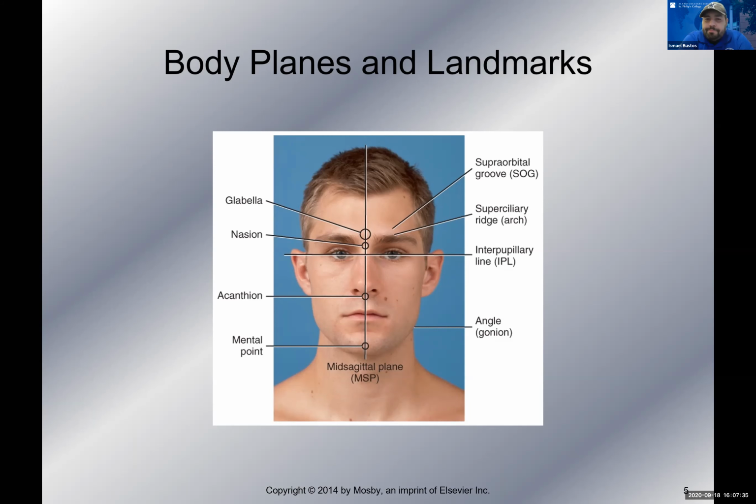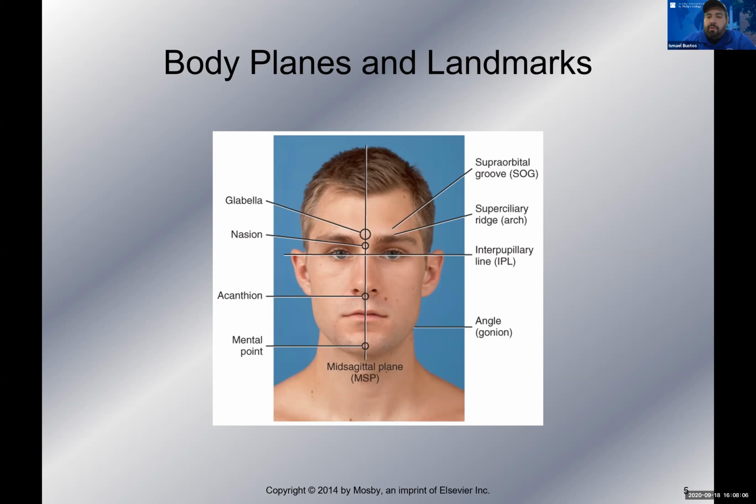So if you look there, going down just the midline of the face, the first thing you see is the glabella, which is right between the eyebrows. That's the glabella, a very important positioning point. We need to remember that. Then you go down a little bit inferior, the junction of the nose and where the forehead meets is going to be your nasion. I have my cap on, but right here would be your nasion. You go down more inferior, and where the upper lip meets the nose, it's called the acanthion. And then finally, the tip of the chin is called the mental point.